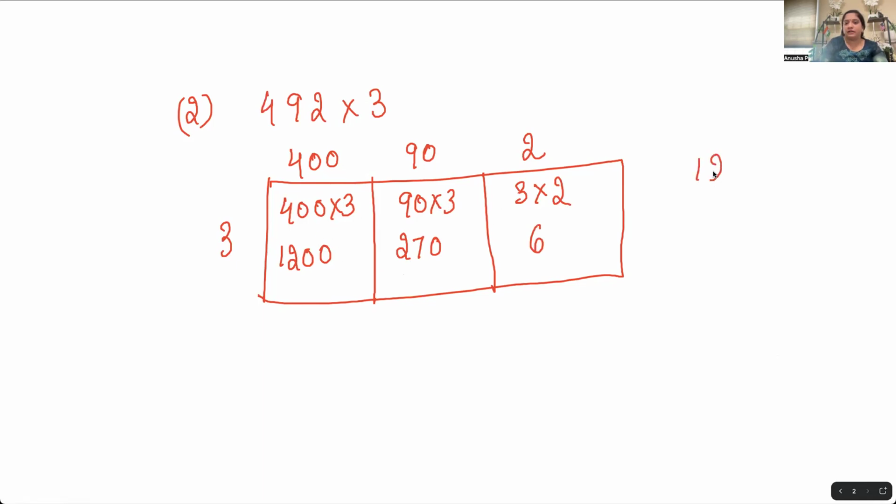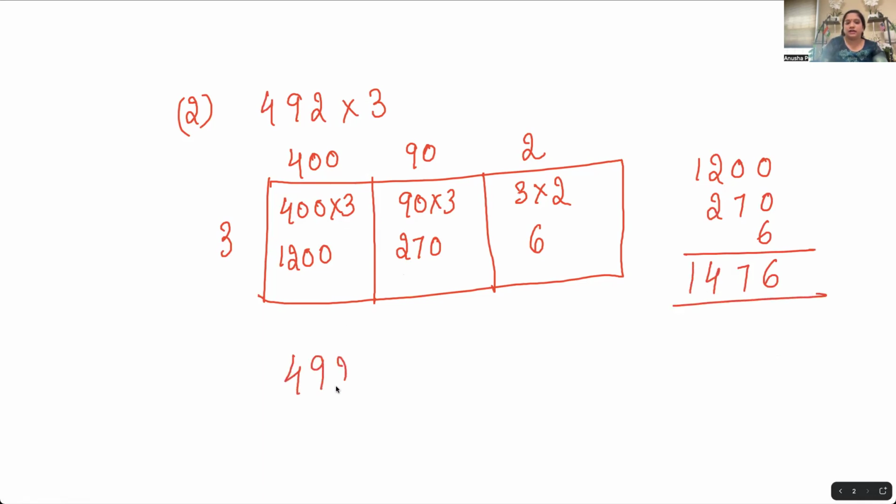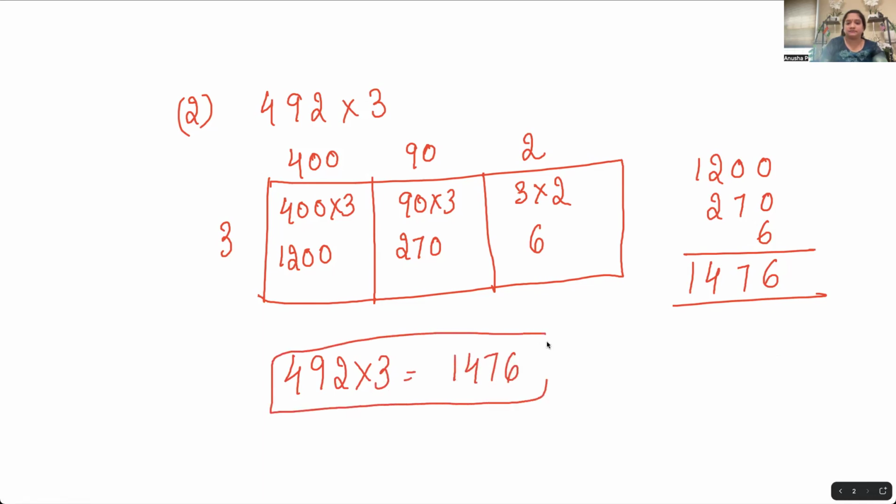Now we will add all the numbers. So 6, 7, 2 plus 2 is 4 and 1. So 492 times 3 is equal to 1476. Okay. Third example, 921 times 5.